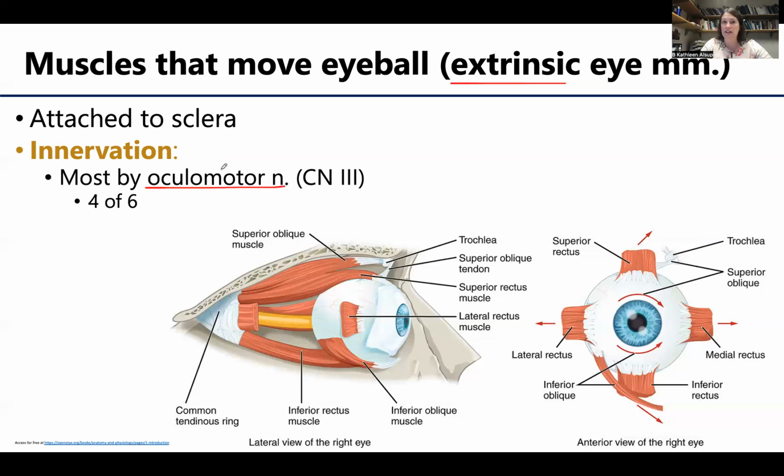Kind of tells you right there in its name. It's the motor nerve in terms of the ocular muscles, and this is cranial nerve 3. So I mentioned most of them, not all of them are. We're not going to get into the details of the other two, but for the most part, we're going to be satisfied with most of these being innervated by oculomotor.